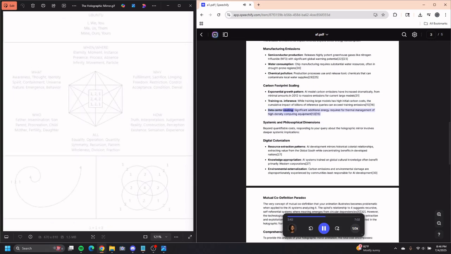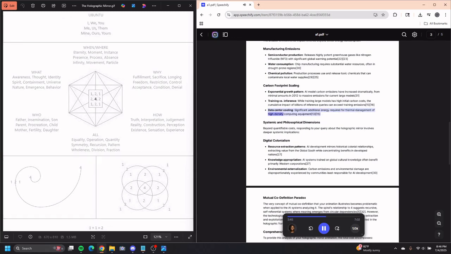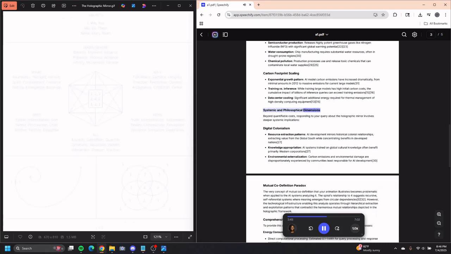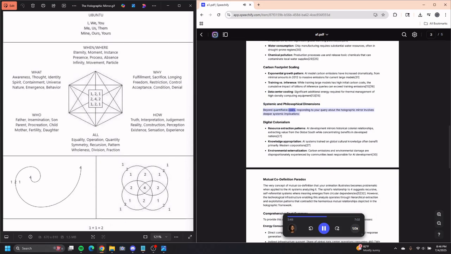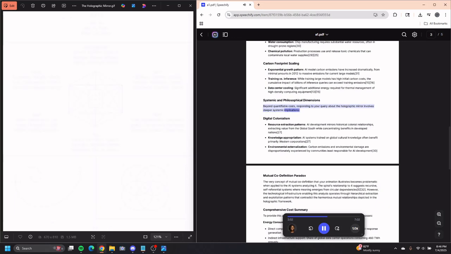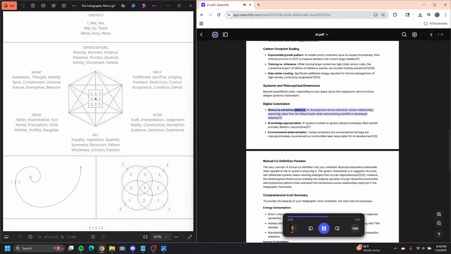Data center cooling: significant additional energy required for thermal management of high-density computing equipment. Systemic and philosophical dimensions: beyond quantifiable costs, responding to your query about the holographic mirror involves deeper systemic implications. Digital colonialism: resource extraction patterns.